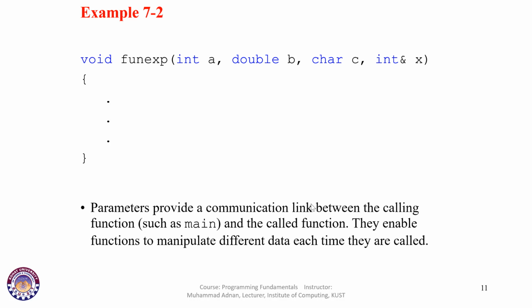Here you can see a function example. It has a void return type, but it has three formal parameters: the variable a, the variable b, and the variable c, which are local to function exp. It means that only function exp can use them. No other function, or no code outside of this function, can use these variables. And then at the end we have our reference variable called x. Parameters provide a communication link between the calling function such as main and the called function. They enable functions to manipulate different data each time they are called.